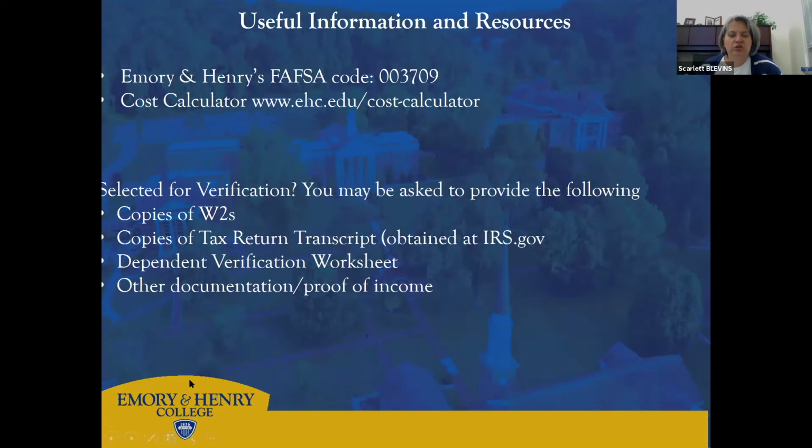And then earlier we talked about being selected for verification. If you are, again, it'll be showing on the student aid report. What schools will have to then ask for is sometimes the copies of parents' W-2s, a tax return transcript, and you can get that at irs.gov. Again, we can help you with requesting that as far as the instructions on that. A verification worksheet, and that collects the demographic and the household information. And then there may be other documentation or proof of income as well.